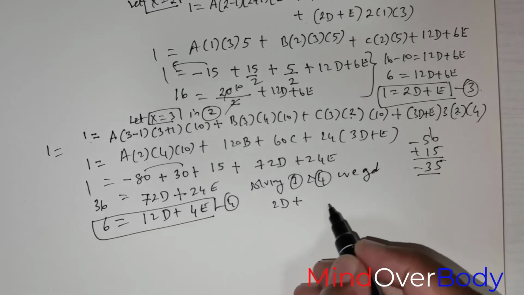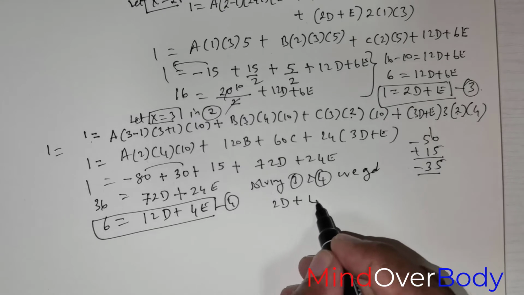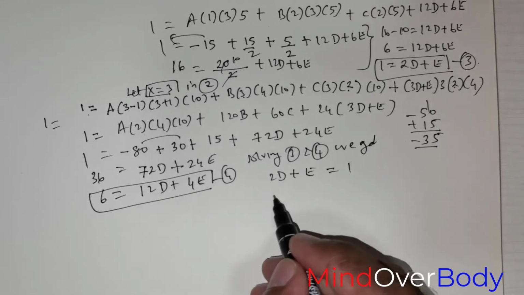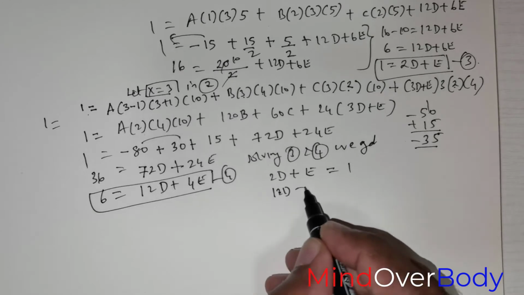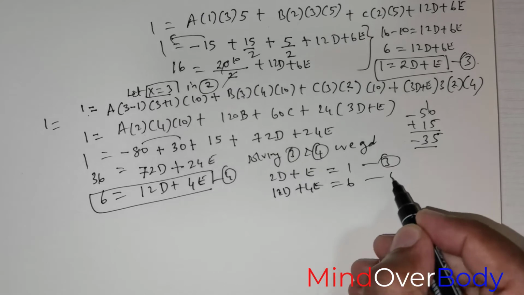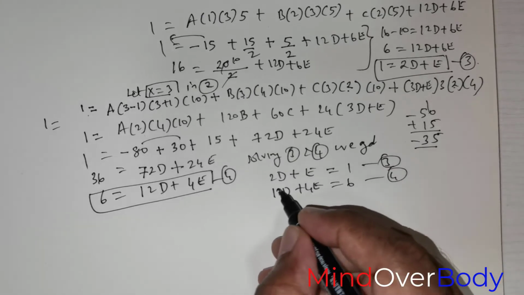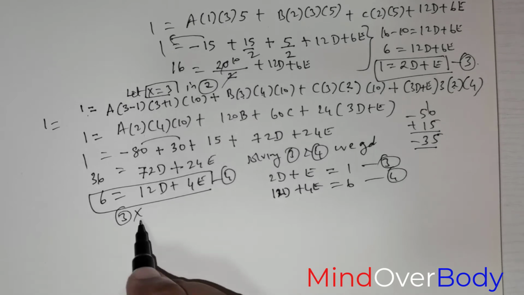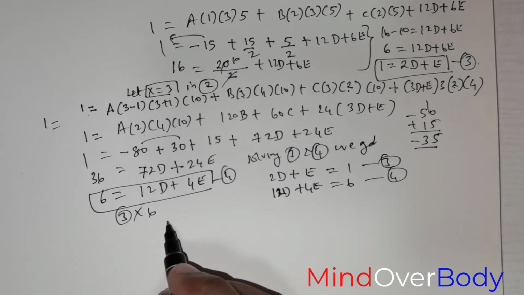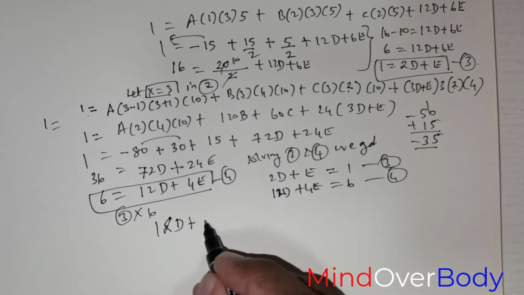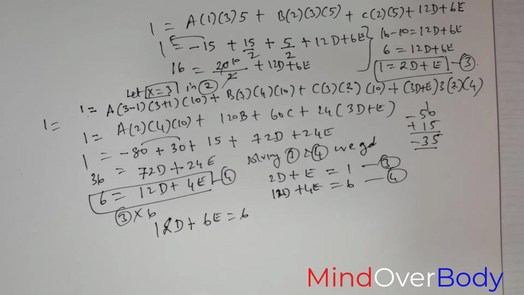I'm going to write it like this: 2d positive e is equal to 1, and this is 12d positive 4e is equal to 6. This is 3, this is 4, this is 12d. So now what I wish to do, I will multiply 3 with 6. So that is going to give me 6 with 2, that's going to be 12. 12d positive 6 times e is equal to 6.